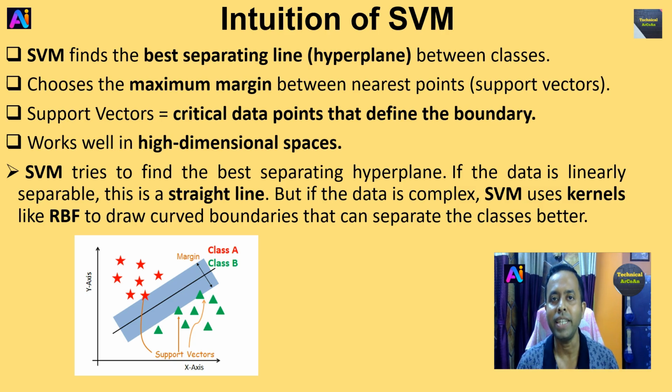Because the key idea behind SVM is simple: it tries to find the best separating boundary, known as a hyperplane, between different classes. If the data is not linearly separable, SVM uses something known as the kernel trick, which allows it to draw curved boundaries and separate complex data efficiently.